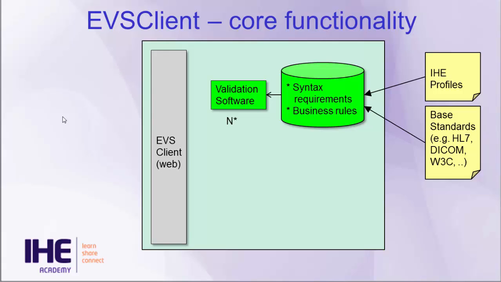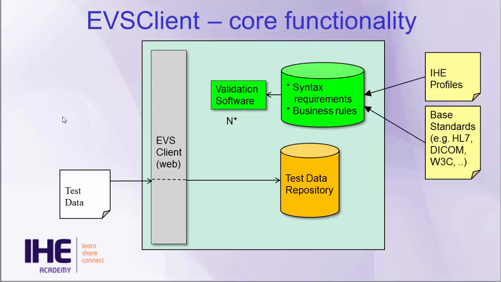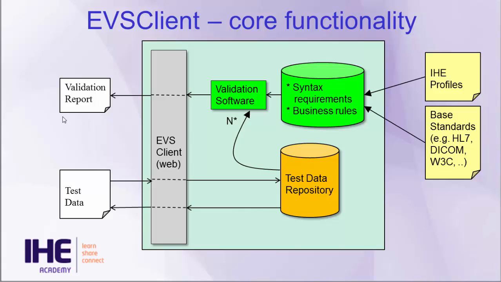This means that the prime functionality of the web client is that it allows you to upload test data into a test data repository, where it will also be available for others to reuse, and then validate that test data using the appropriate backend validation toolkit and produce a validation report that shows you a list of errors, warnings, and other detailed reports. Because the test data is available in the repository, a secondary use of the EVSClient is to retrieve test data which can then be reused in subsequent tests by others.